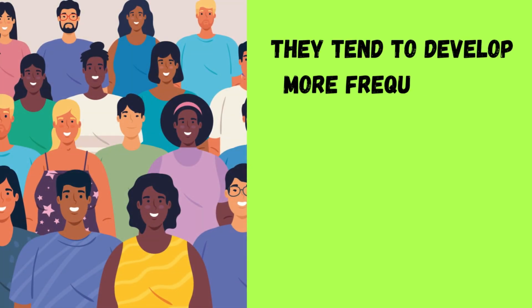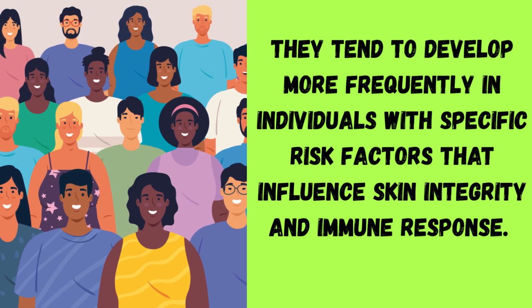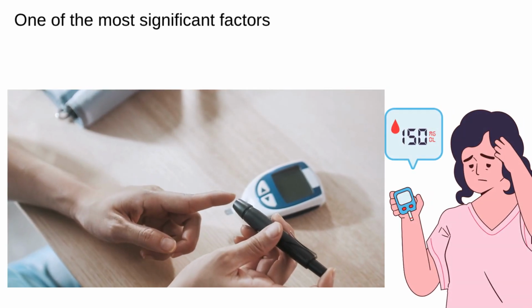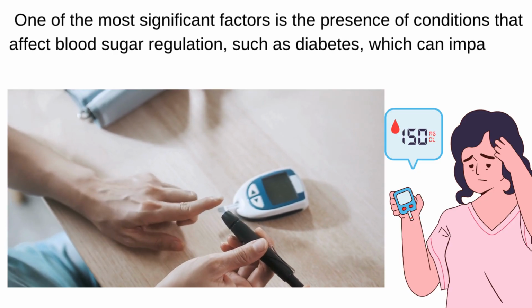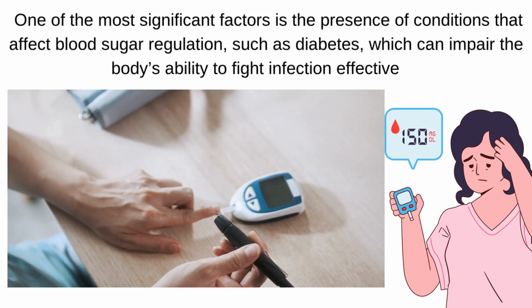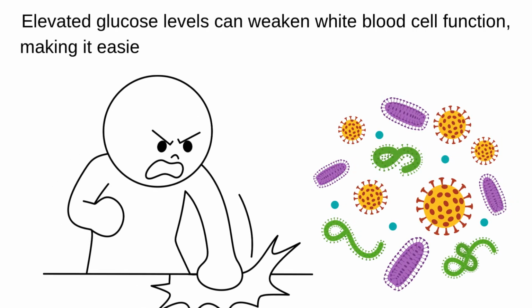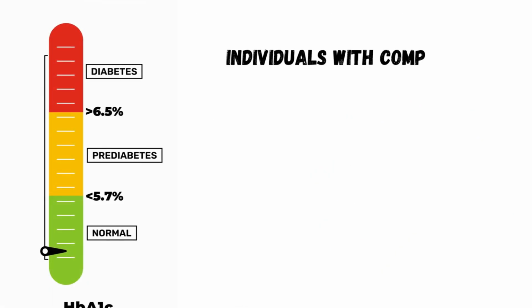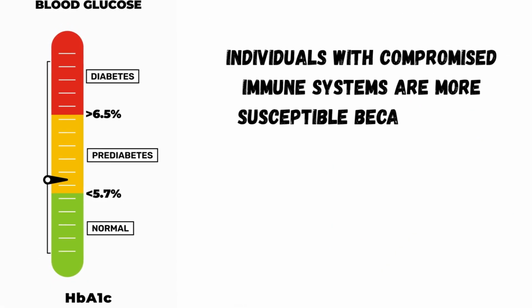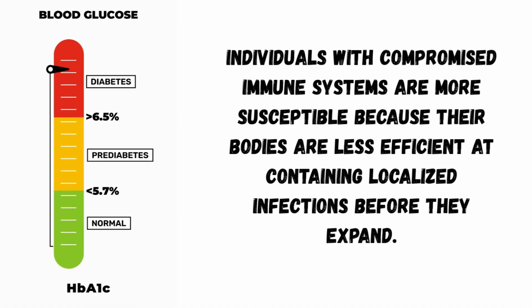Carbuncles do not occur randomly. They tend to develop more frequently in individuals with specific risk factors that influence skin integrity and immune response. One of the most significant factors is the presence of conditions that affect blood sugar regulation, such as diabetes, which can impair the body's ability to fight infection effectively. Elevated glucose levels can weaken white blood cell function, making it easier for bacteria to establish and spread within the skin. Additionally, individuals with compromised immune systems are more susceptible because their bodies are less efficient at containing localized infections before they expand.